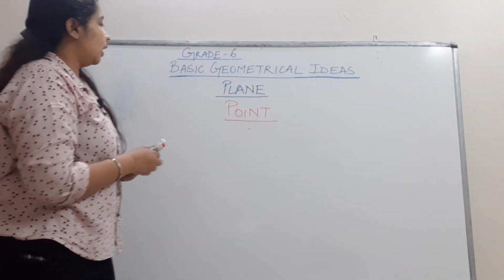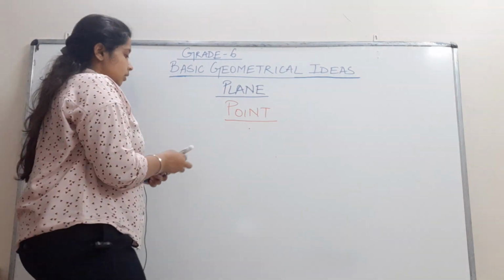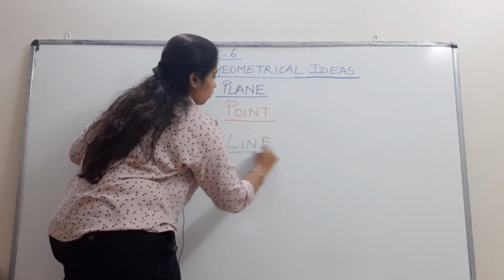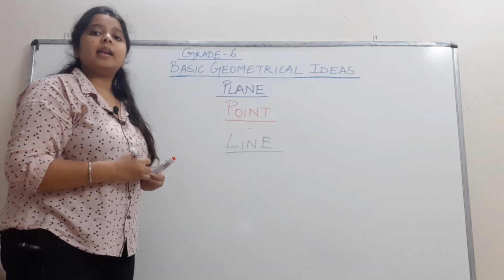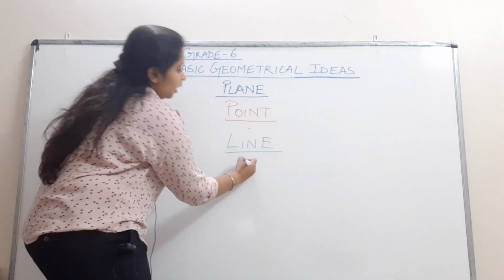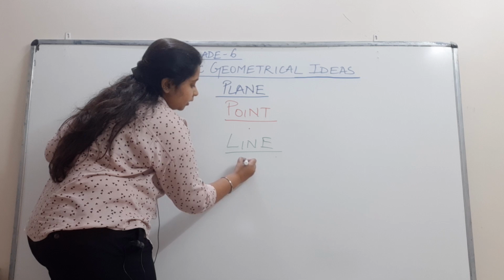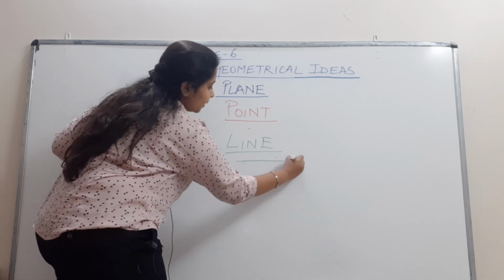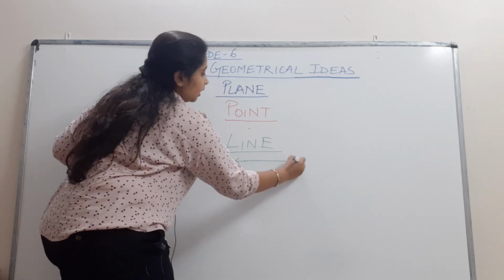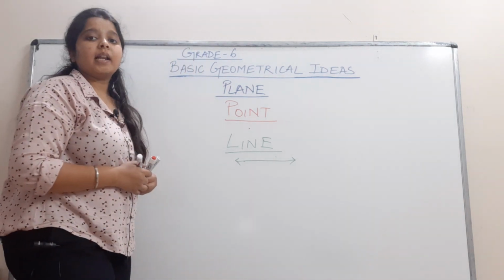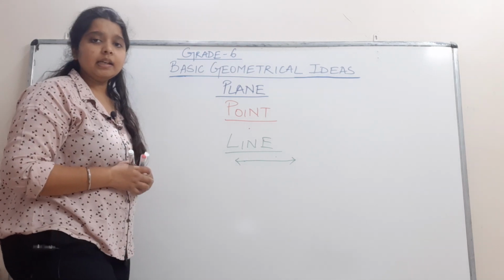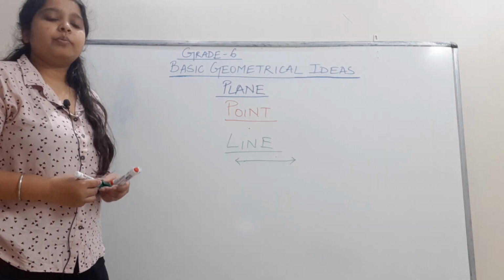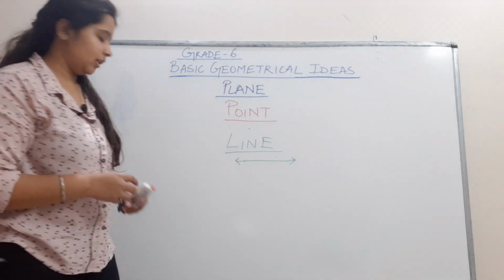Now next we learned about line. What is a line? A line is a unidimensional figure. Uni means it has only one dimension, and when we put the points next to each other, then a line is formed. There are three types of lines: straight line, line segment and ray, and today we are going to study the difference between these three.